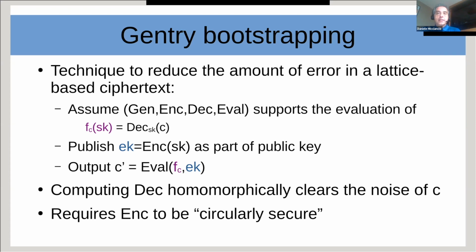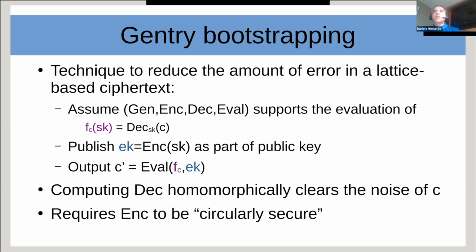Since we think of C as the description of the function and EK as the actual input, the noise of the final result, C prime, will depend on the noise of the EK, while the original noise that was in the ciphertext C gets decrypted away, disappears, and if you set up the parameters properly, you will end up with a ciphertext C prime that has a level of noise which is smaller than the original ciphertext C, which allows you to keep computing.